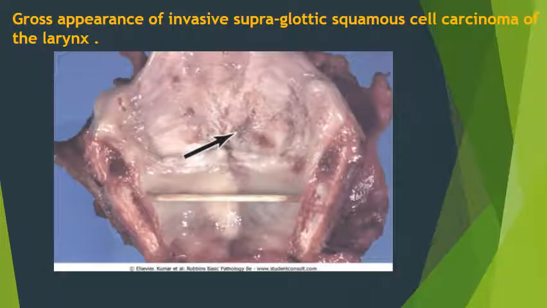This is a gross appearance of invasive supraglottic carcinoma. This is the glottis, this is a vocal cord, and this is the supraglottic type of squamous cell carcinoma. This is a supraglottic squamous cell carcinoma of the larynx. This is the glottic, this is the supraglottic type. Look at the plaque-like mass lesion, ulcerating. Look at the ulcerating mucosal surface.